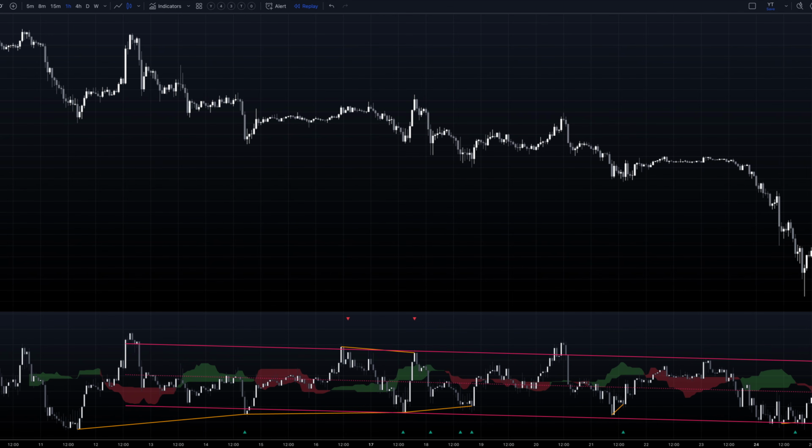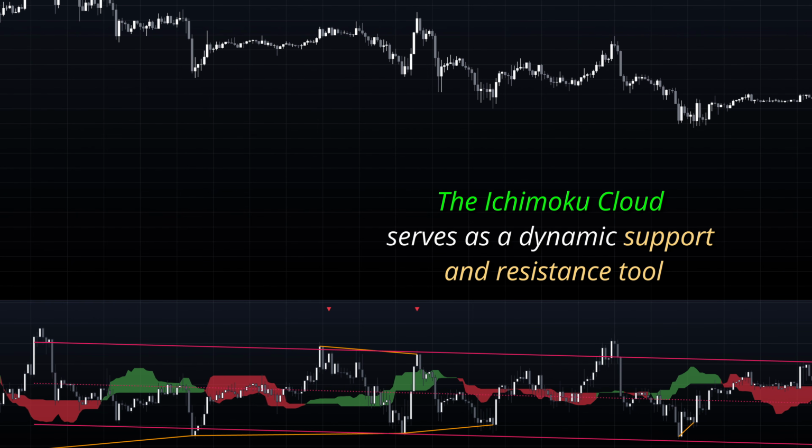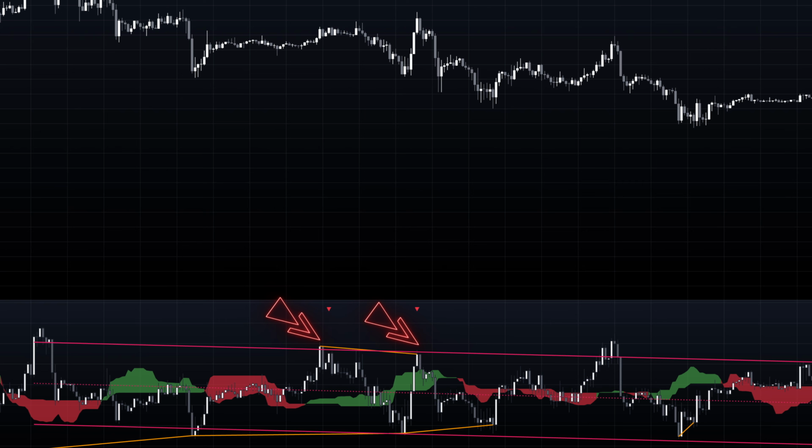The Ichimoku Cloud adds another layer of confirmation. When the RSI moves above or below the cloud, it often indicates a strong momentum shift. Look for trades where the divergence signals align with the cloud transitions.